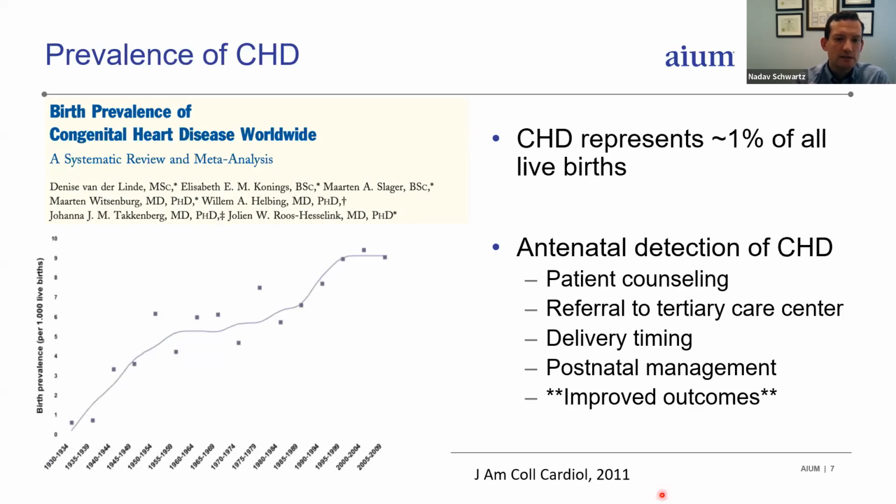Now, congenital heart disease represents 1% of all live births. We know that it's a big issue, and we know that the heart can sometimes be some of the most challenging anatomy to navigate when you're learning how to scan the fetus. But importantly, antenatal detection of congenital heart disease really can impact patient counseling, referral to tertiary care centers when appropriate, timing of delivery, postpartum and postnatal management.